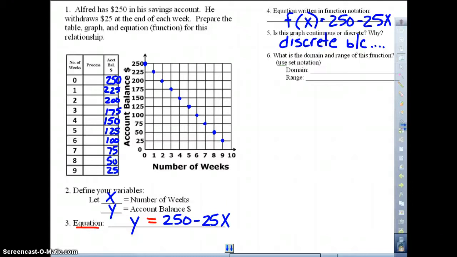What is the domain and range of this function? Use set notation. Domain. And you know what? Let's go ahead and include the 10 in here. Let's go ahead and add that 10. It just kind of feels incomplete without the 10. So if I tell you to include the 10, what's your domain and how are you going to write that using set notation?